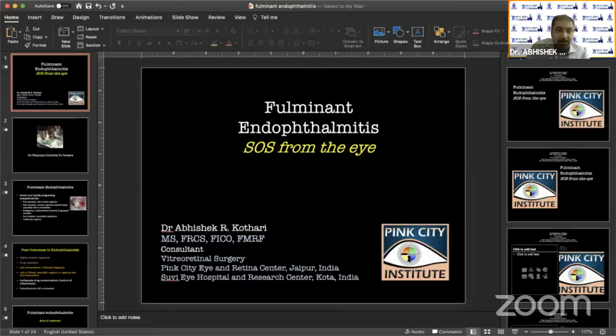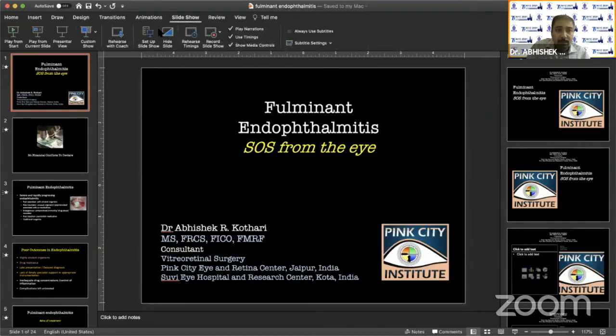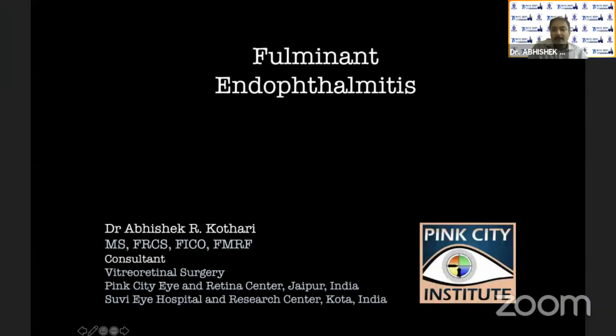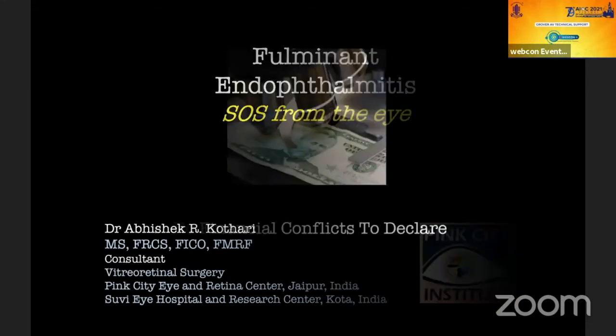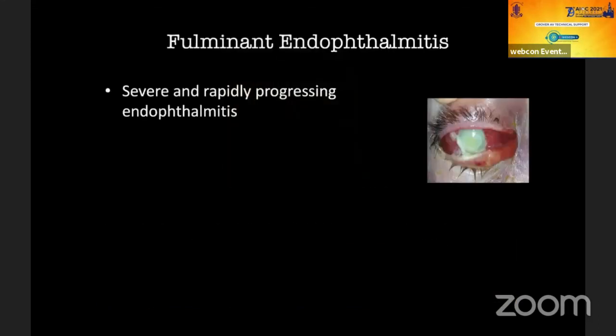And with that, we come to the last talk of today. I'll be talking about fulminant endophthalmitis and how we go about salvaging the eye. Now, fulminant endophthalmitis is basically an SOS from the eye, and unless you are really aggressive, you can lose the eye very, very quickly in spite of your best efforts. I have no financial interest to declare.